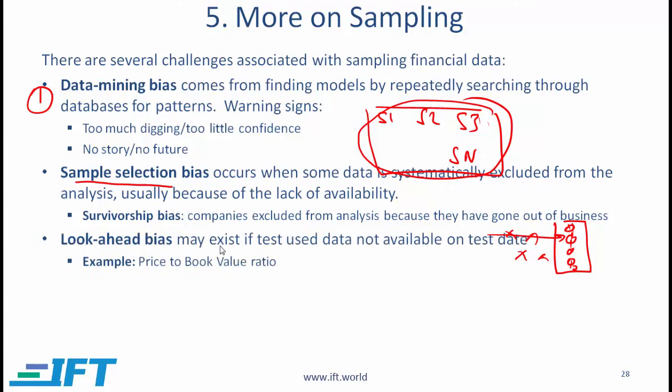Look-ahead bias may exist if a test used data not available on the test date, and a classic example is tests based on price to book value ratios, because when you use this ratio, the price is a current price at the time of the test, but the book value is likely to be the book value from a different point in time, because book values are not published continuously. When this sort of a situation occurs, you might have a look-ahead bias.